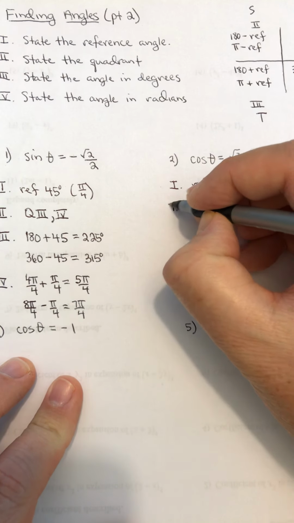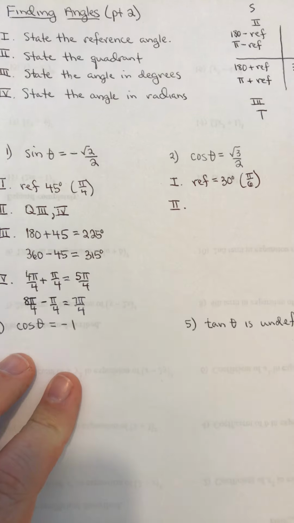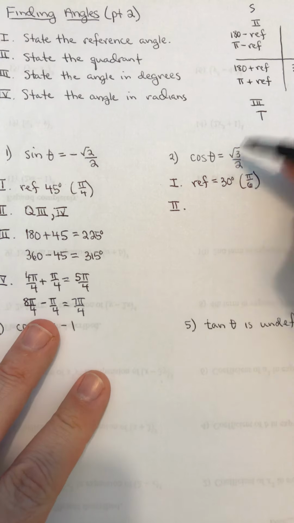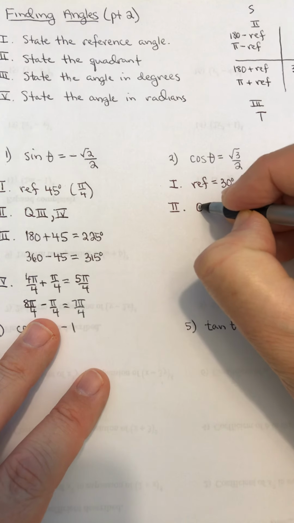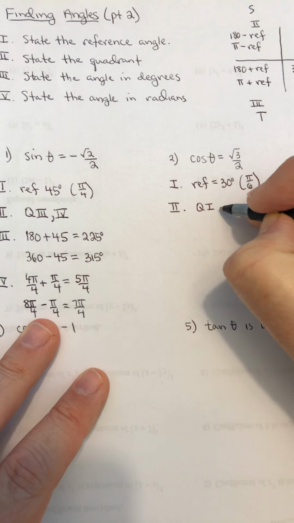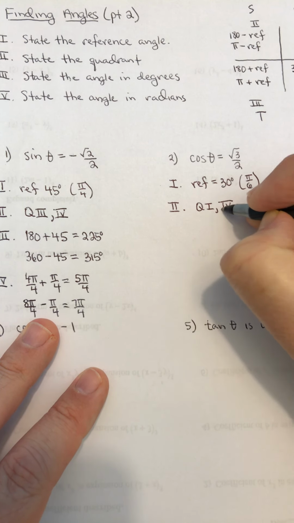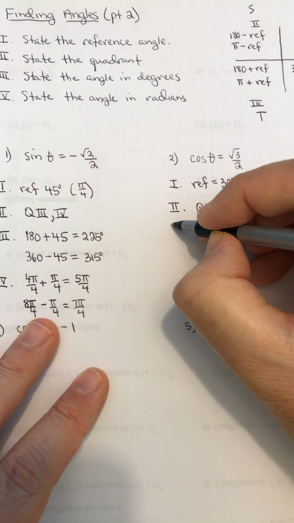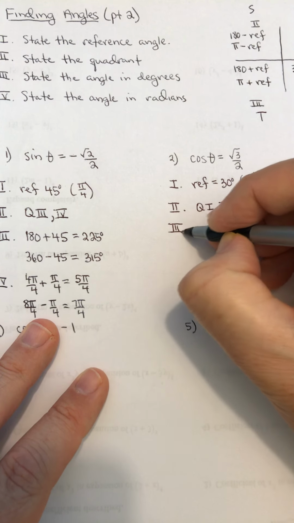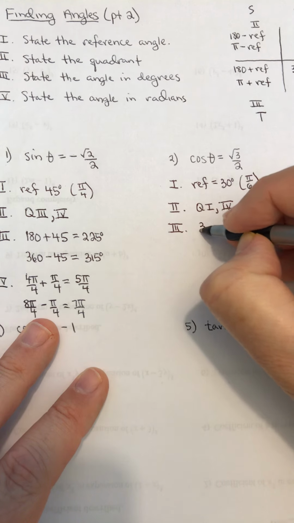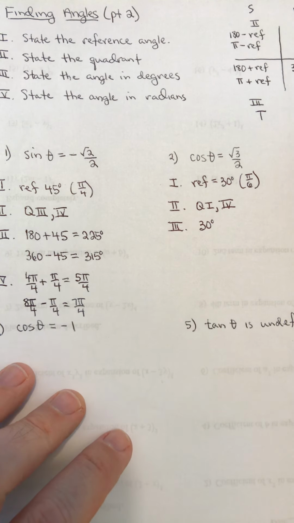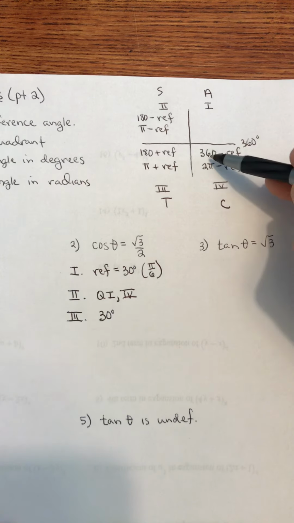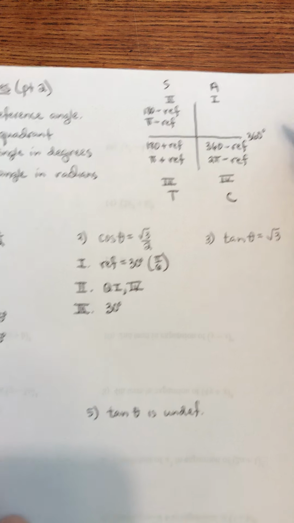All right, so my reference angle is 30 degrees. When is the cosine positive? 1 and 4. So quadrants 1 and 4. Again, the good thing about quadrant 1 is that's going to be one of my answers, 30 degrees. I don't do anything with it. But in quadrant 4, 360 minus reference.